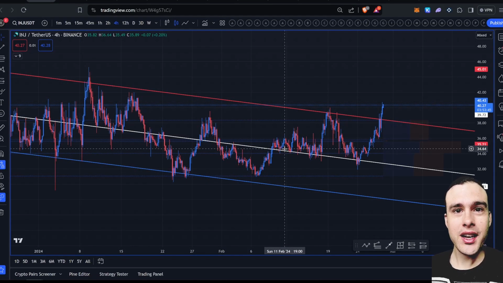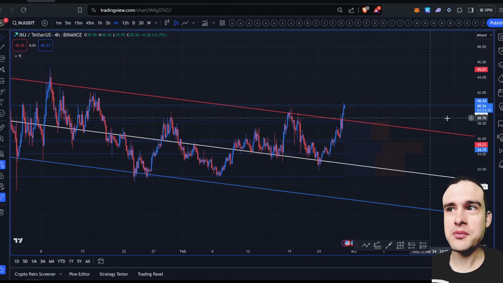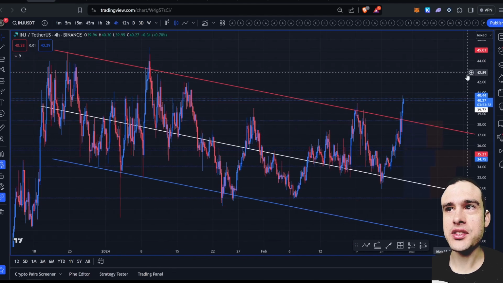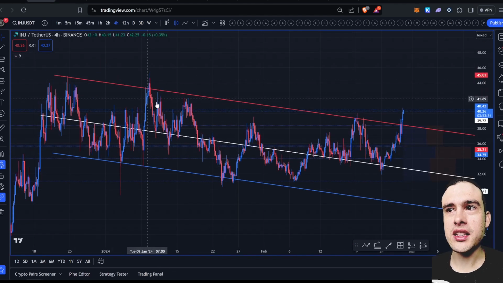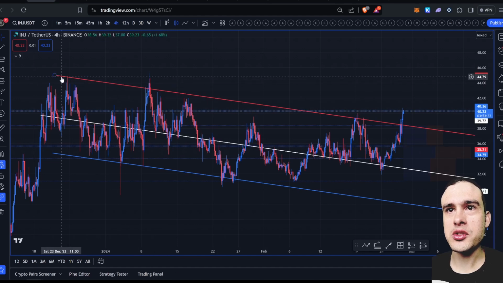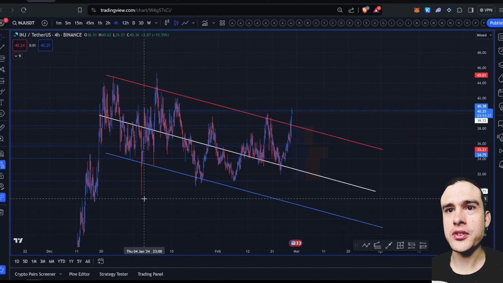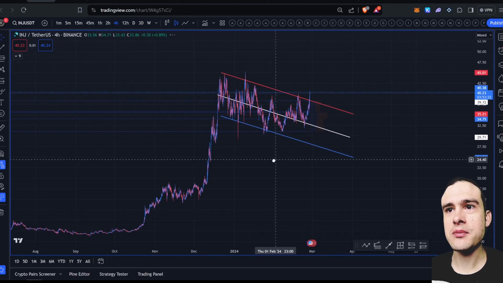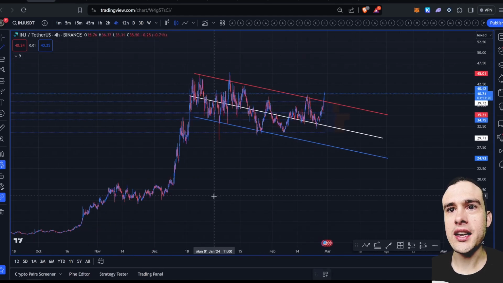Okay, so here we are on the Injective chart. It's probably not really that big a deal since what I'll be covering today is the ecosystem. But Injective has been in this channel. You can see it was established back here, just kind of been bouncing in this descending channel for some time. But if you have a look at what this is a part of, this is part of what looks like a bull flag.